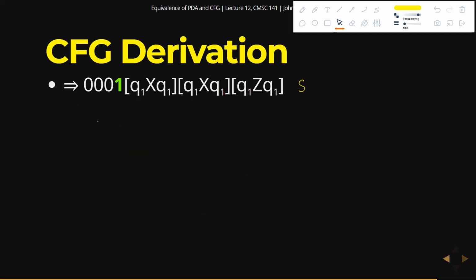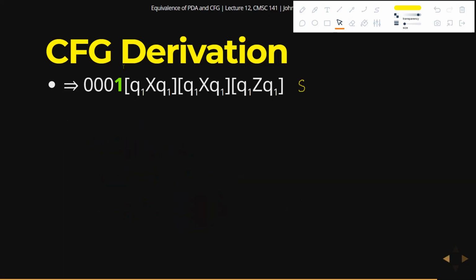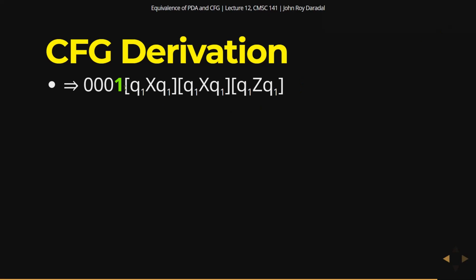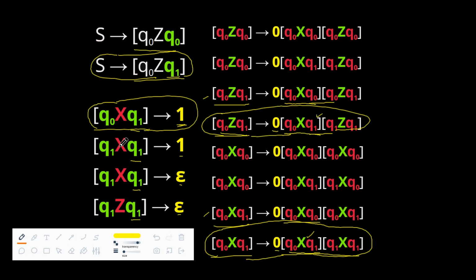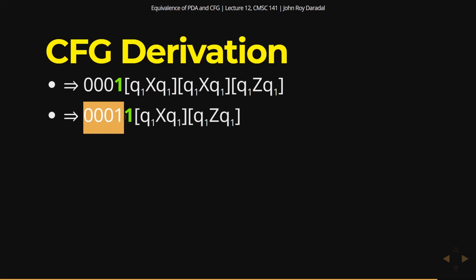So in the next slide, it now becomes 1, and then the next variable is Q1 X Q1, which is here earlier, right? It was this one. So this variable now, Q1 X Q1, becomes which one? Well, we want it to be 1 also, right? So we'll use this production. Q1 X Q1 becomes 1. So we'll replace that with the 1, and now we have found our string.